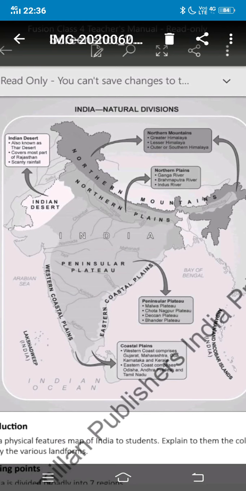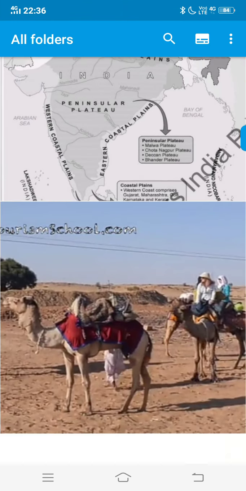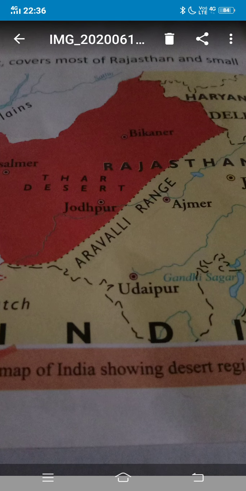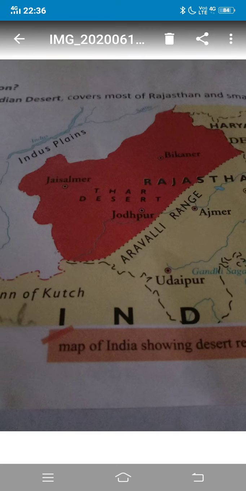Children, see this map to understand its surrounding areas. This brown part you are seeing is the Thar Desert. See, it is surrounded by Indus Plains in the west. These Indus Plains are formed because of the Indus River. This blue line you are seeing is the Indus River flowing through Pakistan, and even the Indus Plains are lying in Pakistan.